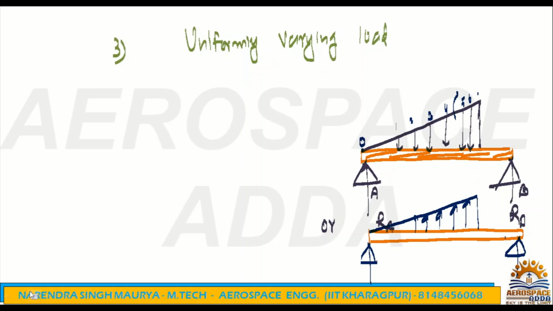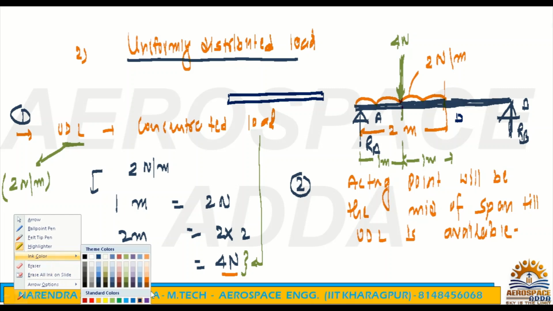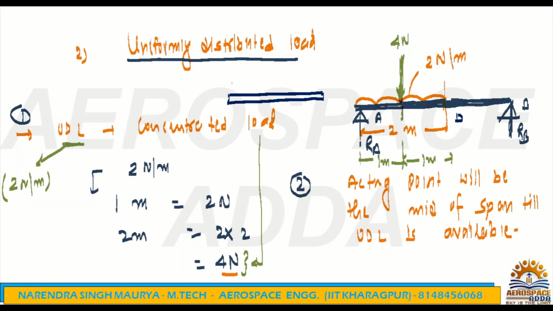If I want to show the UDL by the arrow, how can I show it? Suppose this is the beam, so I can show UDL in this way by the arrow, also here like this. See, by the arrow I can show it like this. Throughout, is this constant or not? We have the same arrow, the same length of arrow, that means it is constant throughout the length. Here I can say 2 Newton per meter, meaning throughout the length it is constant. But here it is not constant.